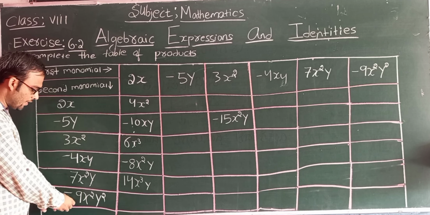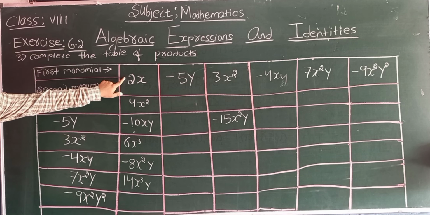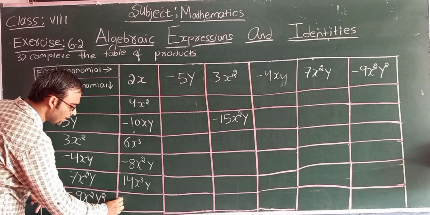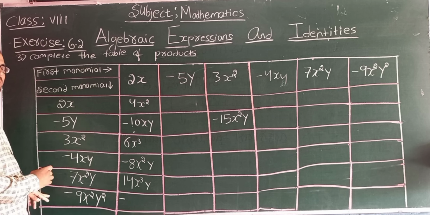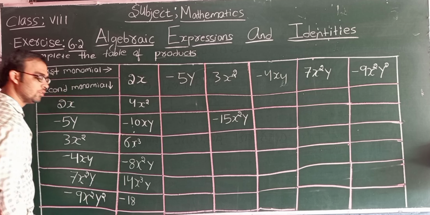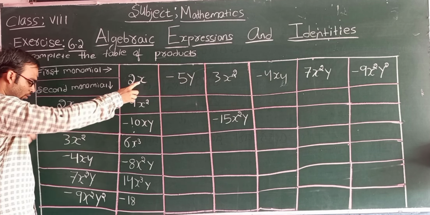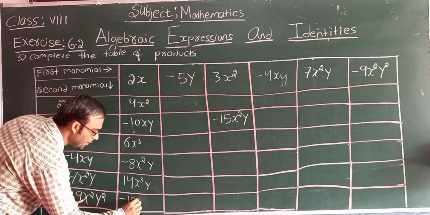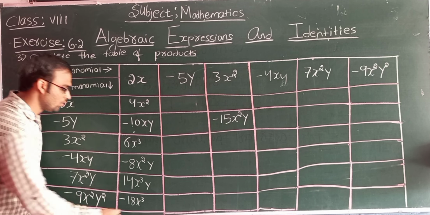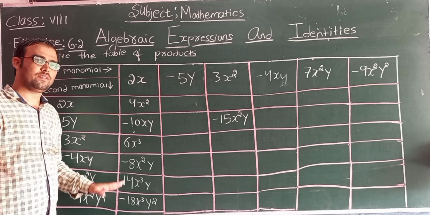Now look at here. You need to multiply minus 9x square y square with 2x. Here plus is there, and here minus is there, so plus into minus will be minus. Now multiply the numbers. 2 9s are 18, and x into x square will be x cube. And here y is there, so write y square. So we have completed the first column.